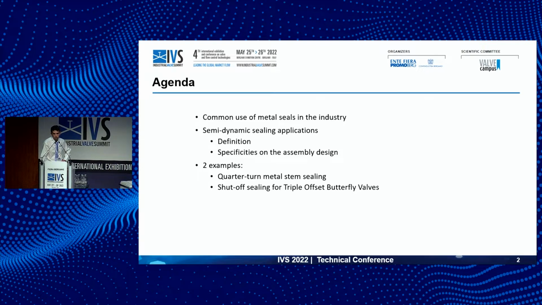And after, I will present two examples. The first example will be a quarter-turn metal stem sealing to replace a stuffing box. And the second example will be a shut-off sealing for triple offset butterfly valve. And you will see we are going to use two slightly different technologies for the two applications. Okay. And perhaps I will not talk about hydrogen.